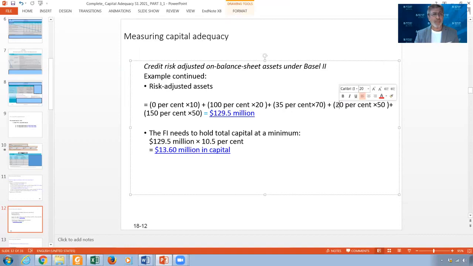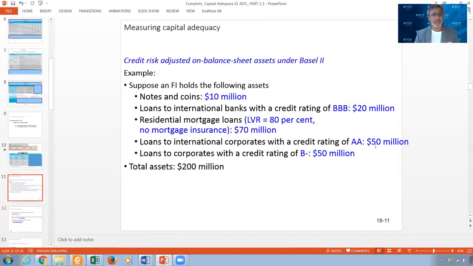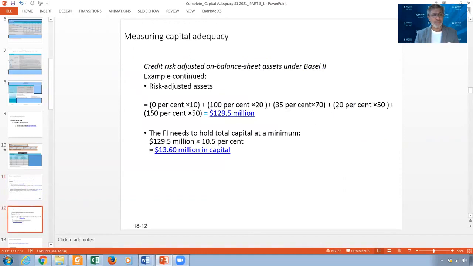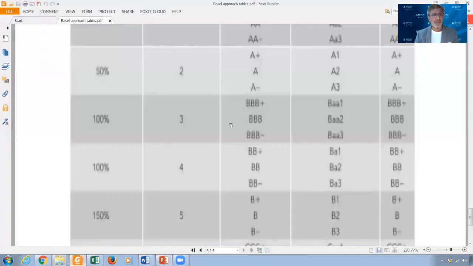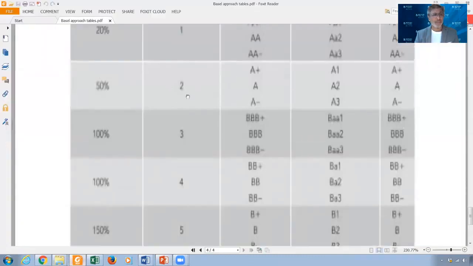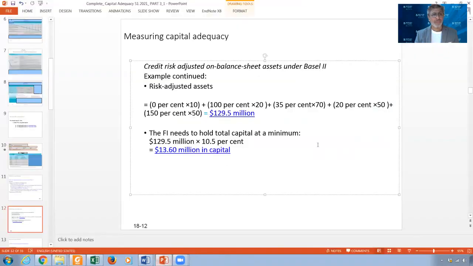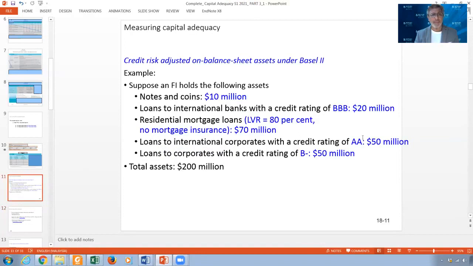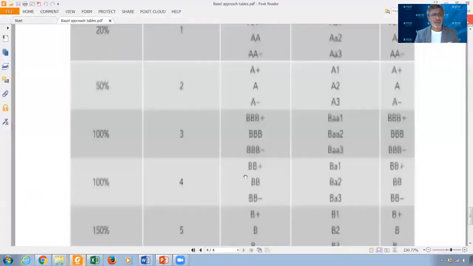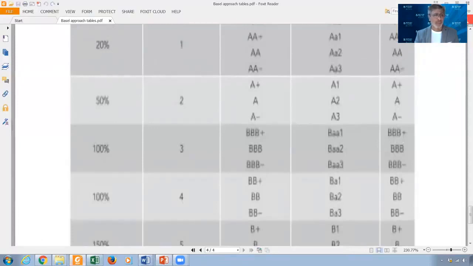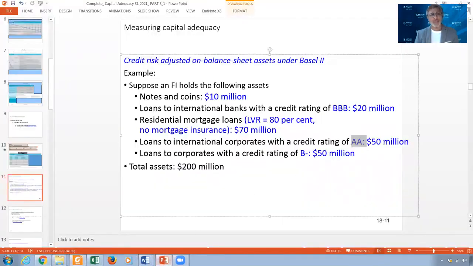And this is the loan, which is the international, 50 million. This is 20% from table 5. This is triple A, and as you can see, 20% times 50. So this is actually a triple A, and the triple A, as I told you, according to the table, it's 20%, yes. So it's very clear now that we are using the rating from table 5. And then we have loans to corporates with credit of B minus of 50.